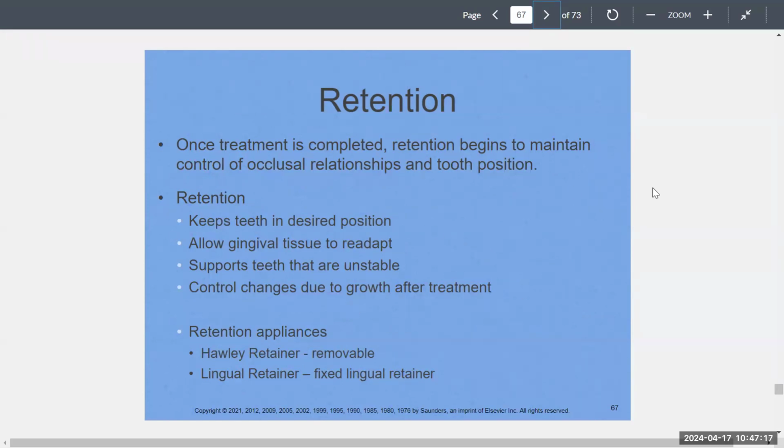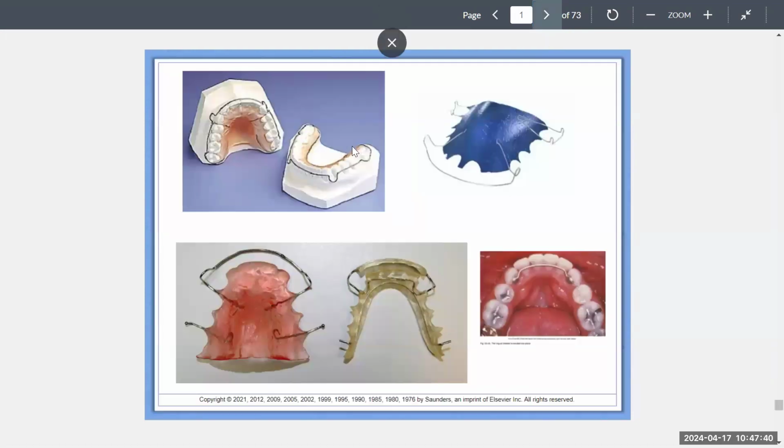So what is the purpose of retention? It allows the gingival tissue to readapt to itself. It keeps the teeth in the desired position, keeps them from getting unstable. It controls the changes due to growth after treatment. Because remember, the teeth want to go back to the way they are naturally from the beginning. And the purpose of the retainer is to prevent that from happening. Okay, here are some interesting pictures. Here you have all of these removable appliances. And as you can see, here's your fixed lingual appliance on the lingual surfaces here.